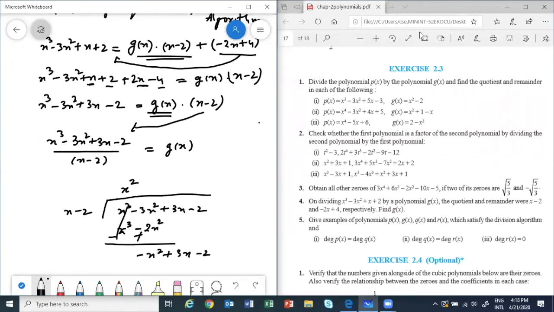Remainder should not be there. If remainder is there, we will not get the answer. Your quotient should come. Remainder should not come. Let me see how the remainder should not come.